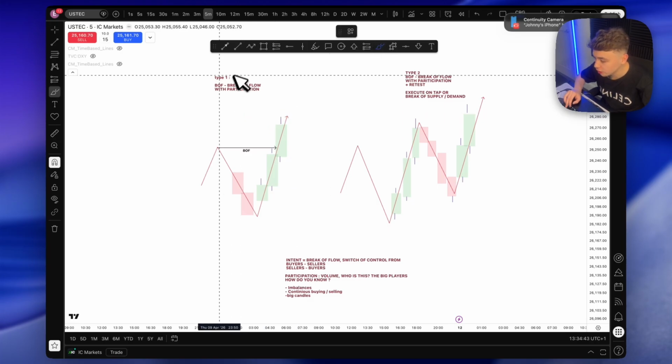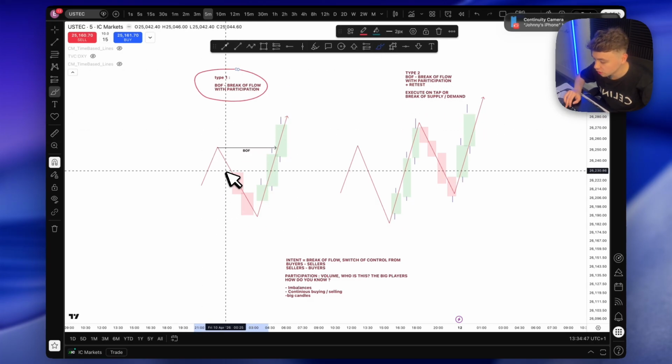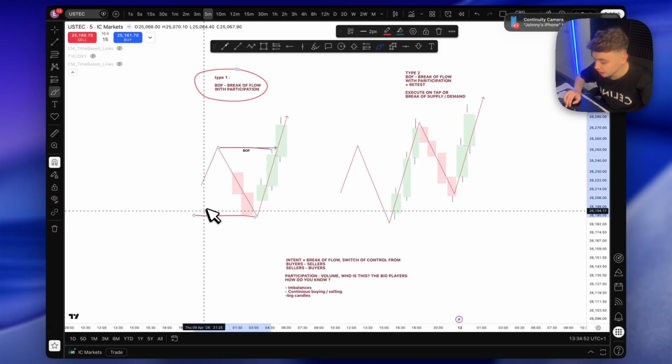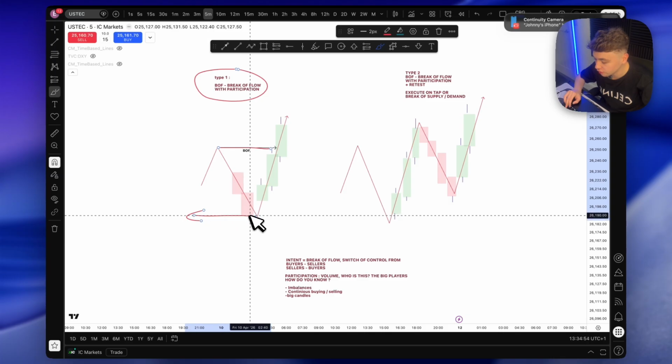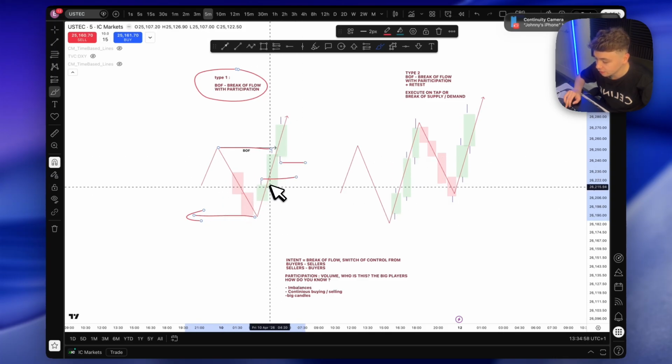All right, so in short, we have a type 1 entry, right? And all of that is what I just previously discussed, is where we see a break of flow from a mitigation of our area of interest with participation. So imbalances, large candles, and it breaks.